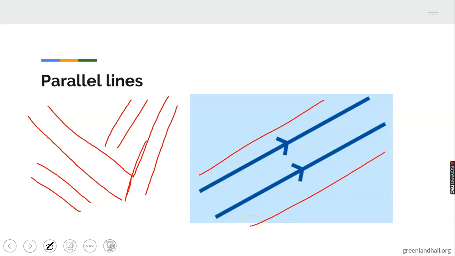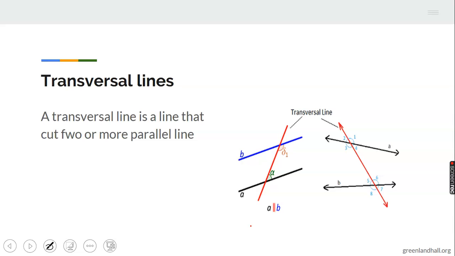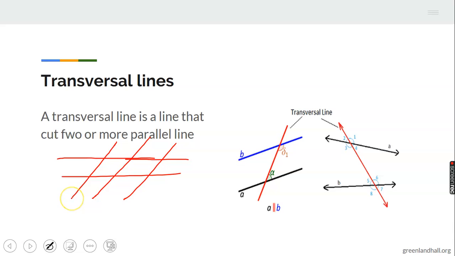Now let's go to another one, which is transversal line. Transversal lines, this is a line that cuts two or more parallel lines. So if you have parallel lines here, then this one that cuts it is a transversal line. Any line that cuts any parallel line is a transversal line.